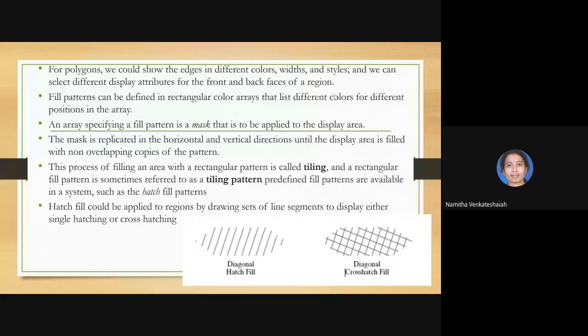Okay, you can use horizontal, diagonal lines. We call it hatch fill, and cross hatch fill if you have 2 lines crossed together. Okay, and this process of filling the area with a rectangular pattern is called tiling. That's where we get the name tiles. Tiles, rectangular, like the tiles we use for flooring. Okay, and fill pattern is sometimes referred to as styling pattern also.